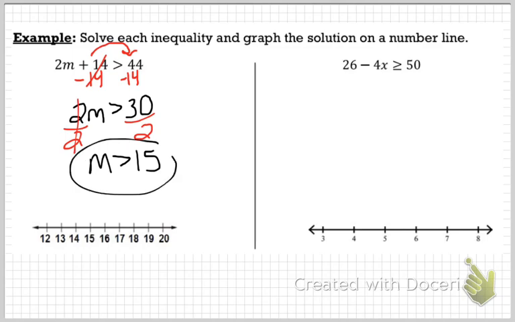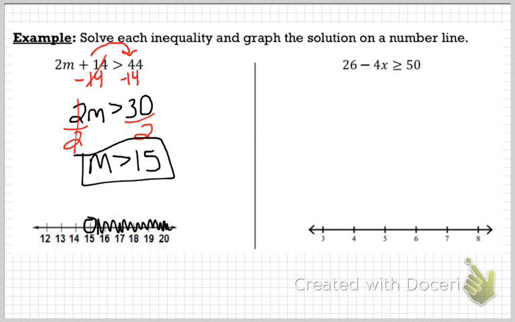So I need a number line to represent my answer. We're going to focus on 15, exclusive, so open circle, and notice that the mouth is pointing over to the m, which means m is greater. So all the numbers bigger than 15 are on the right hand side. So I would just color in my number line towards the right hand side. And that's it. That's our final answer. Okay. Let's try this other problem.